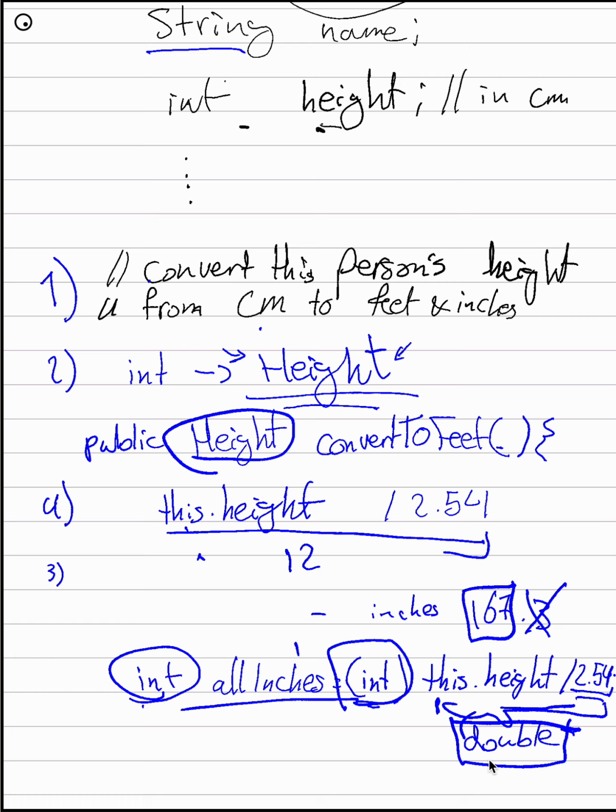Exactly. Since we're dealing with only whole numbers and we are not expressing our height in decimals, we can say it's okay. We're deciding to lose information and we're going to cast it to an int. Does that make sense? Okay, yes, makes sense.